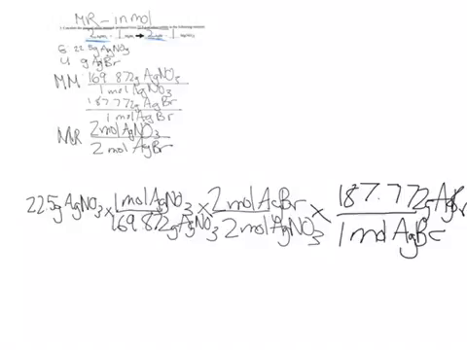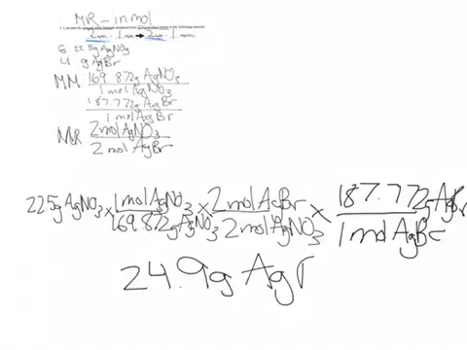What you should get when you do that is 24.9 grams of silver bromide. Try it on your own, see if you get that number.